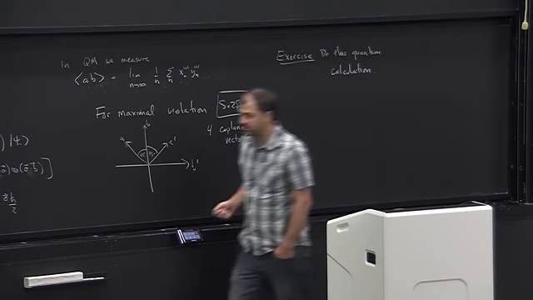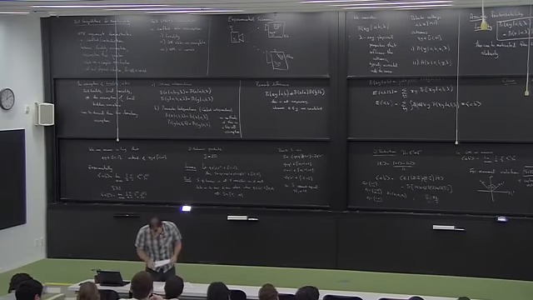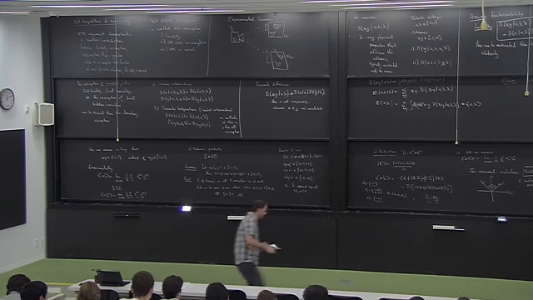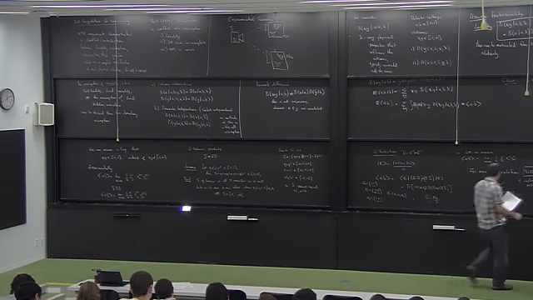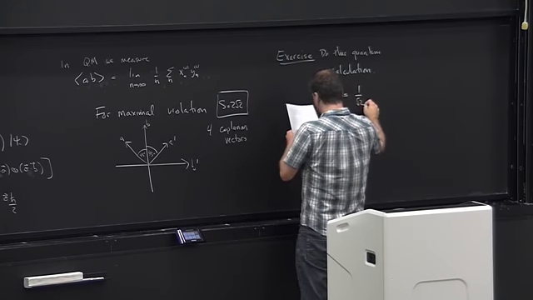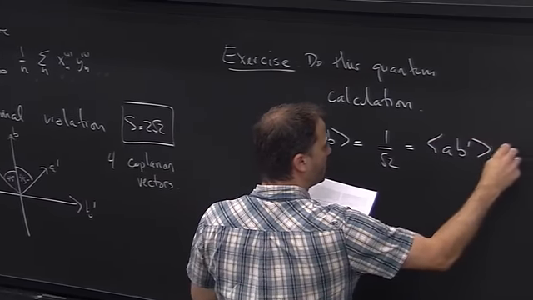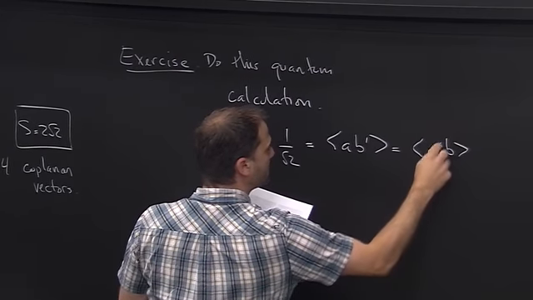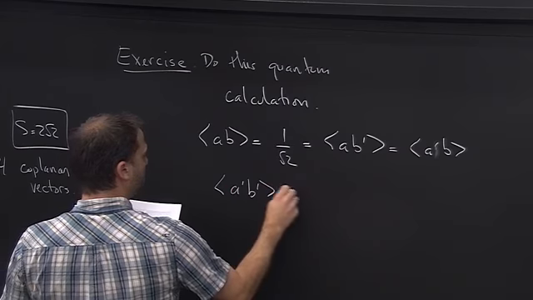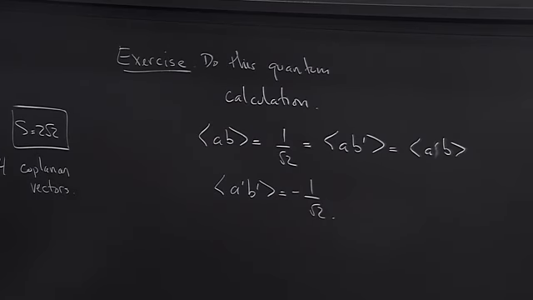So this is what all the fuss is about. Oh, I should also mention in this setting you get A, B is equal to 1 over square root of 2, which is also A, B prime, A prime, B. And for A prime, B prime, you get minus 1 over square root of 2, by calculating, evaluating this expression.